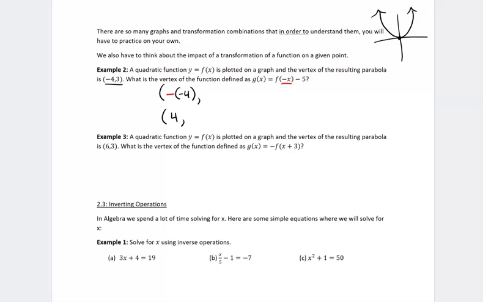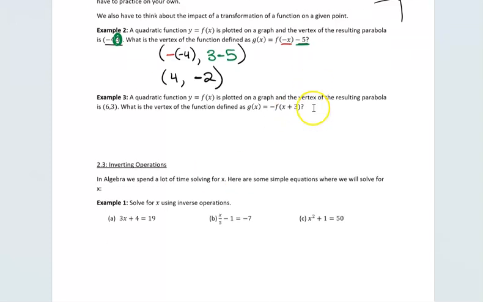For the -5, that's a change in the y. That's affecting the y value. So I have a y value here. It's 3. So I'm going to assume that it's 3 minus 5, because 3 is what we started with, and we're subtracting 5 from the function. So it'll be 3 minus 5, and 3 minus 5 is -2. So that's my new vertex.